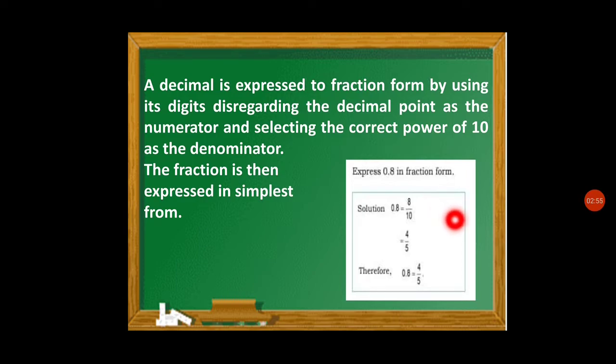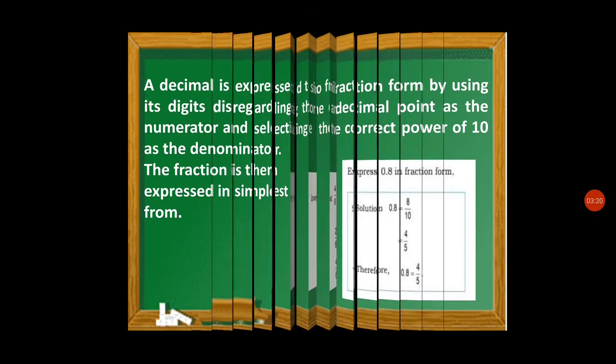So 8 over 10 is equal to 4 over 5. Why? Because we are writing it down into simplest form. So 8 divided by 2 is equal to 4. 10 divided by 2 is equal to 5. So if you are going to divide 8 by 2, you should divide 10 by 2 also. So therefore, 0.8 is equal to 4/5, or 8/10 is equal to 4/5.